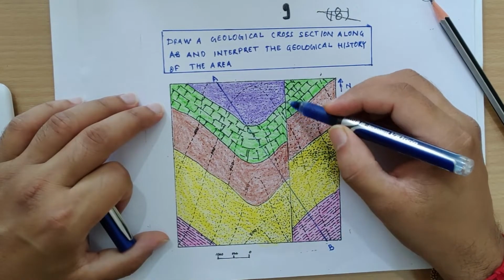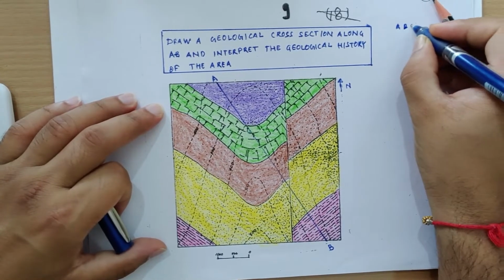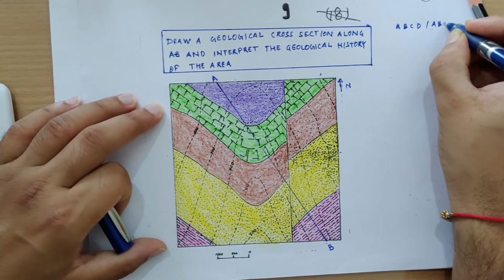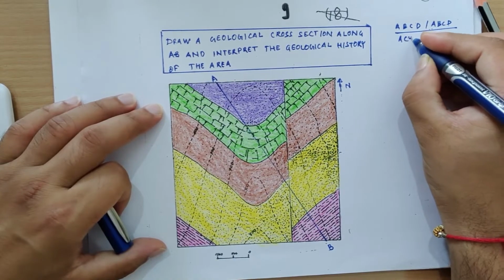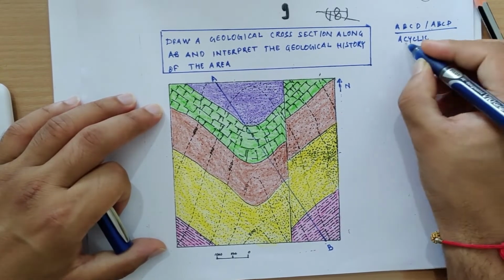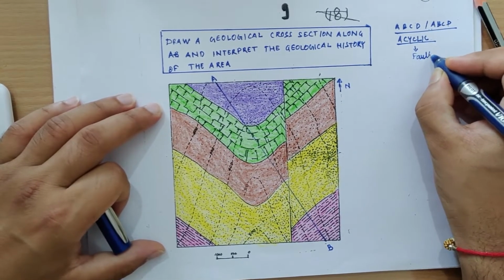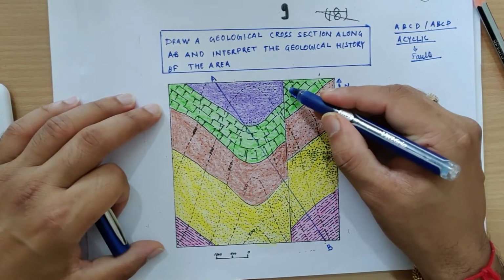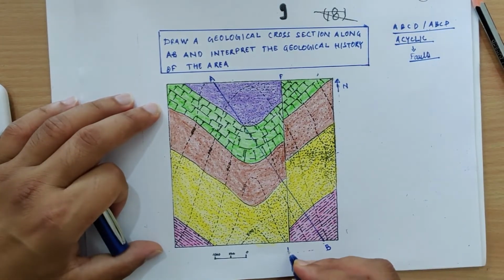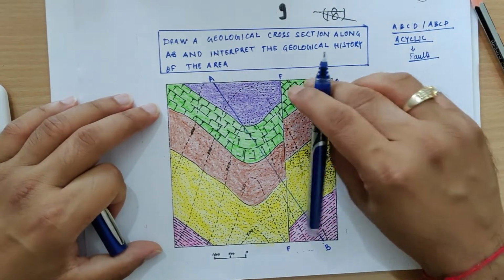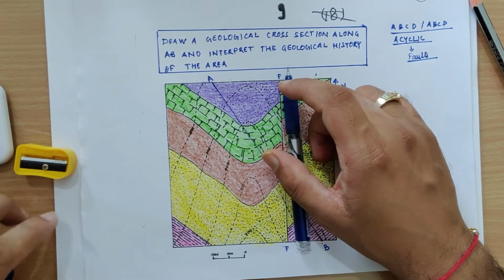Well, if we have this type of repetition like A, B, C, D, A, B, C, D, this type of repetition is known as acyclic repetition. An acyclic repetition represents the faults. So this particular straight line is representing a fault. We can mark them FF. And because this is a straight line, obviously this fault is vertical in nature.